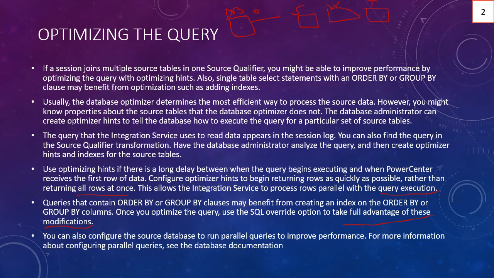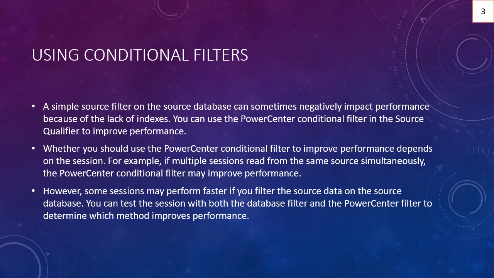Okay, last point here: you can also configure the source database to run in parallel. Why parallel? If your database supports parallelism, you can send your query in as many parallel degrees as you have configured. Based on that, you can improve performance. For more information about configuring parallel queries, see the database documentation. For parallel settings, you need to consult your DBA on how many degrees can be increased, and read some Oracle references.